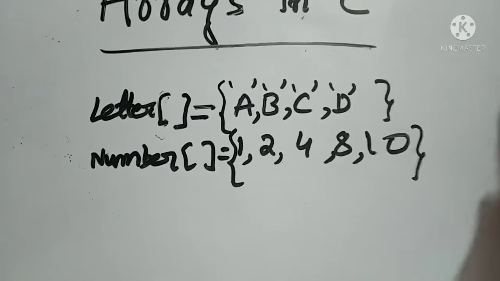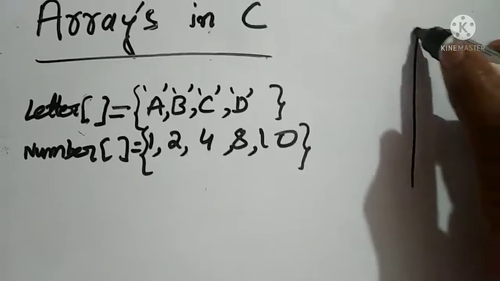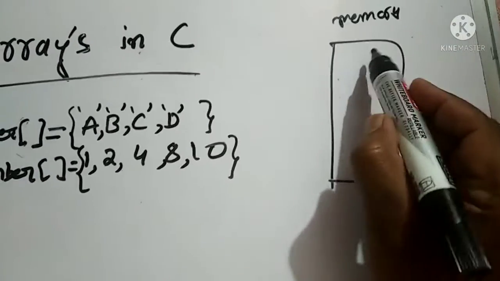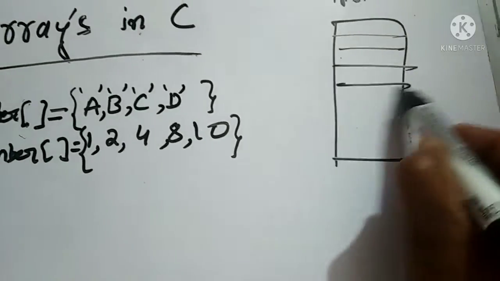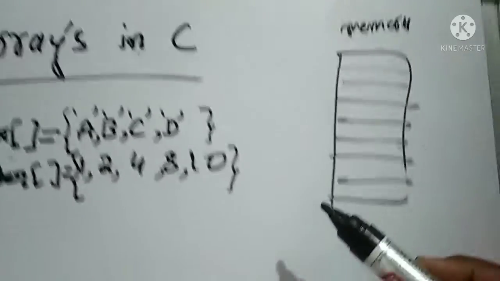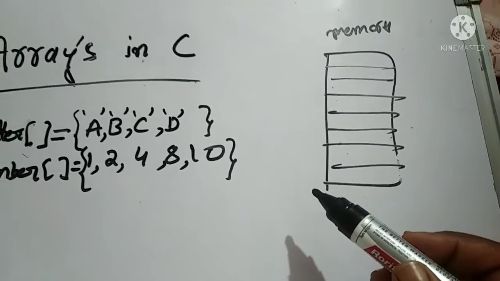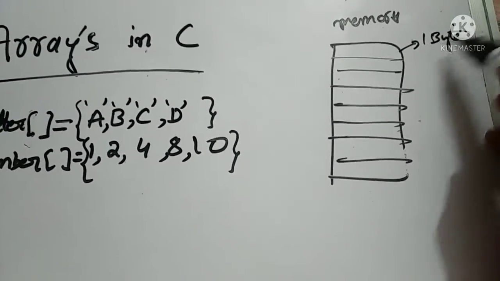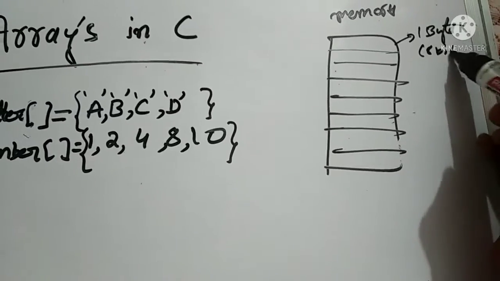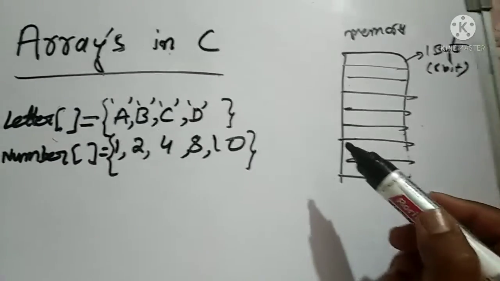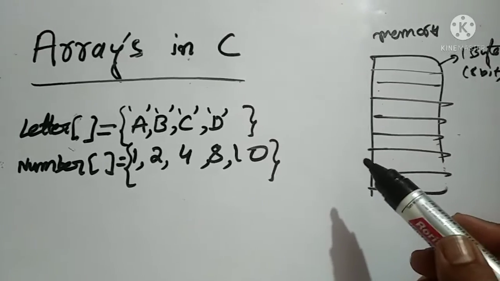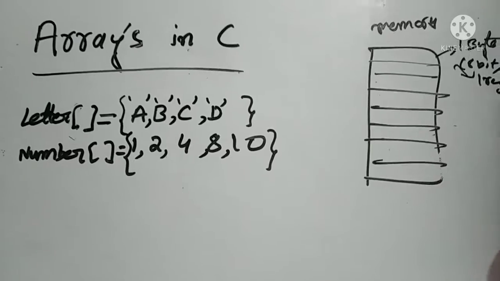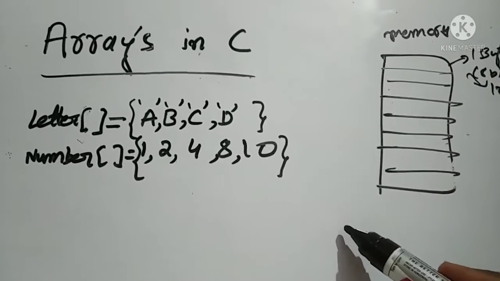Array, in the sense, is nothing but, if I take a memory, memory is made up of different registers. Different registers are the part of the memory in which our data will be stored. Usually each will be of 1 byte. 1 byte means 8 bits, 8-bit binary. We call it one register, and a group of registers we call memory.